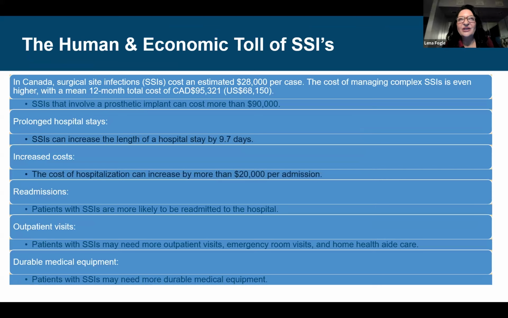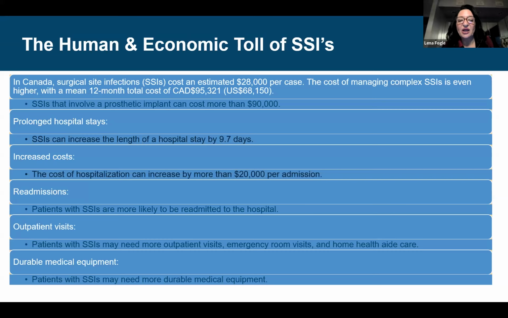And so focusing in on SSIs for a second, what are some of the human and economic tolls of surgical site infections? So the estimated cost of an infection, additional care cost, is about $28,000 per case. And complex SSIs, those are deep site, like total joints and implant SSIs, their 12-month total cost was about $95,000. And SSIs that involve a prosthetic implant can cost more than $90,000.